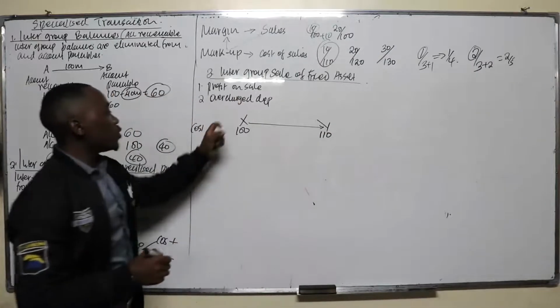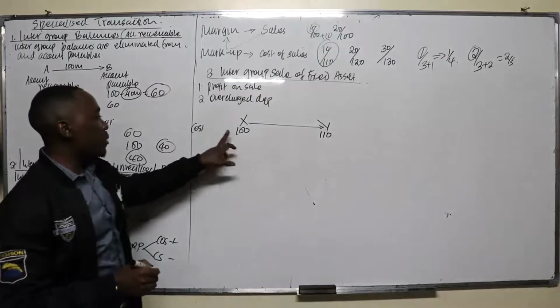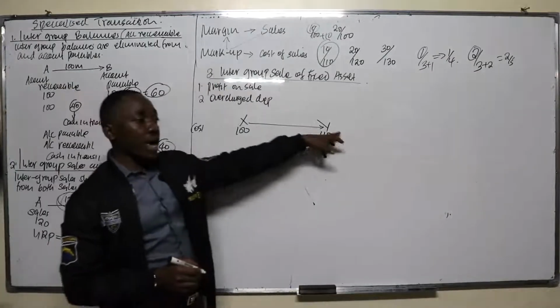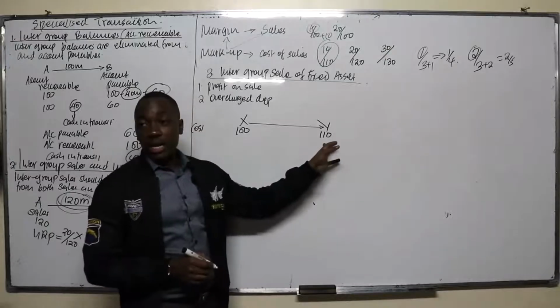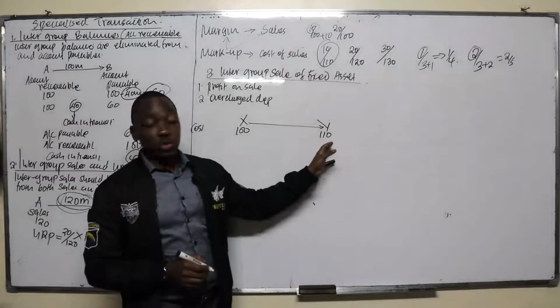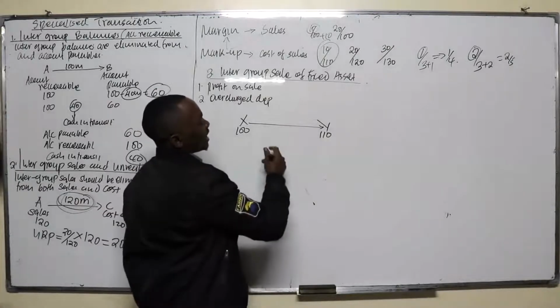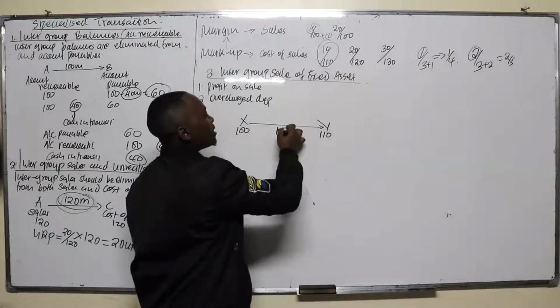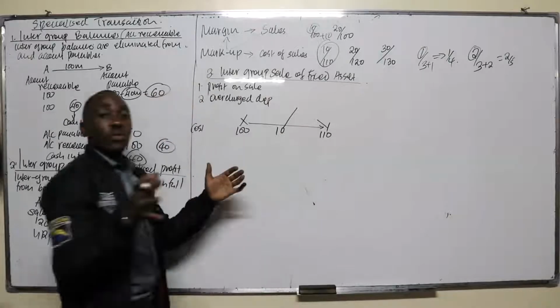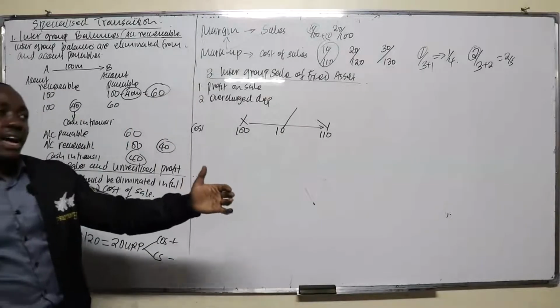So to X, the cost was 100. Then they sold it to Y for 110. So to Y, its cost is how much? The purchase cost, which was an amount of 110. There's a difference of how much? Yeah, that means they made a profit of 10. Now this 10 is the profit within the group. So we can call it the unrealized profit.